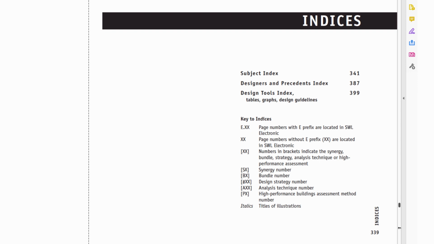That includes all the tables, all the graphs, all the design guidelines. So for example, let's say I want to size a window for daylighting. I remember there's a daylighting aperture sizing tool. I go look that up in the Design Tools Index, right? I don't have to know what strategy it's located in.